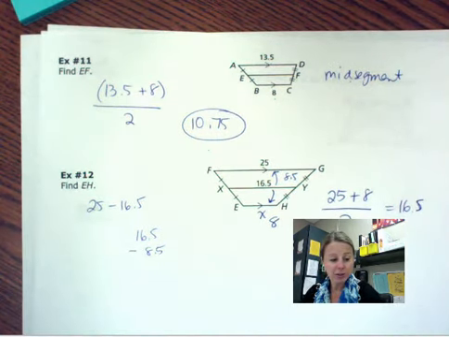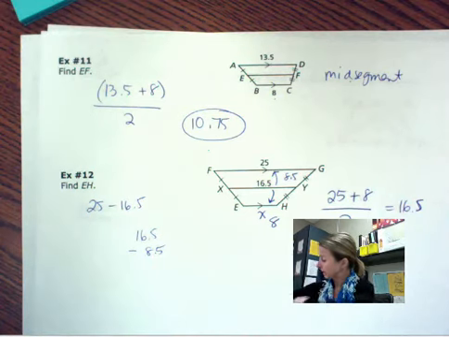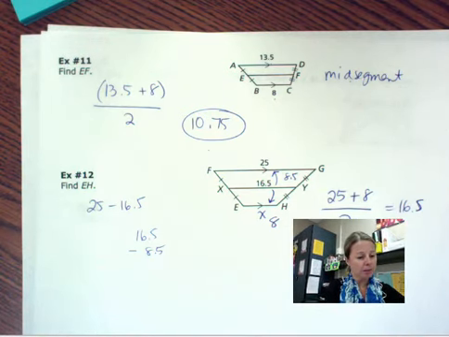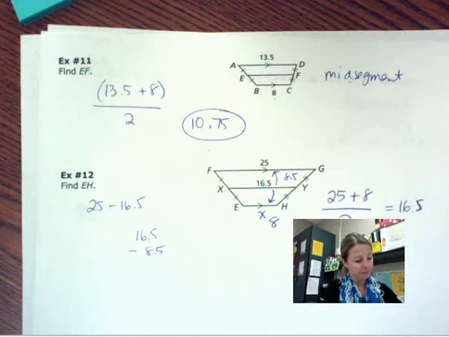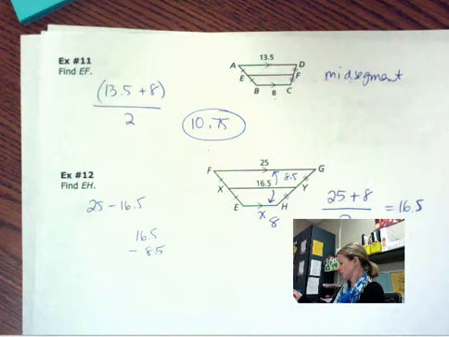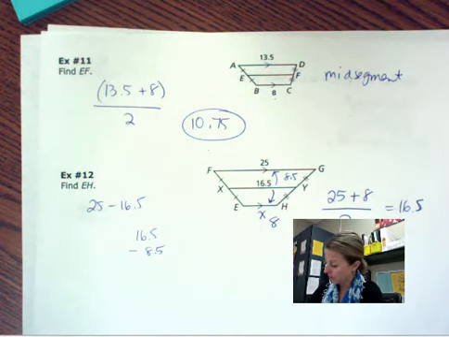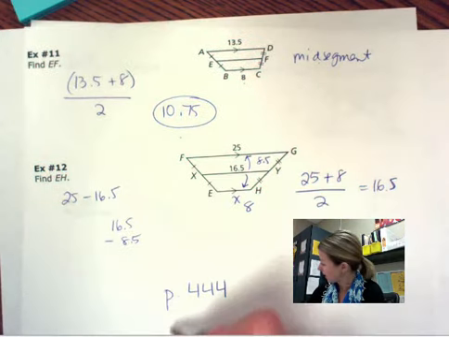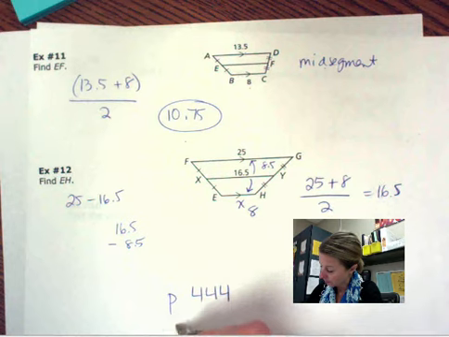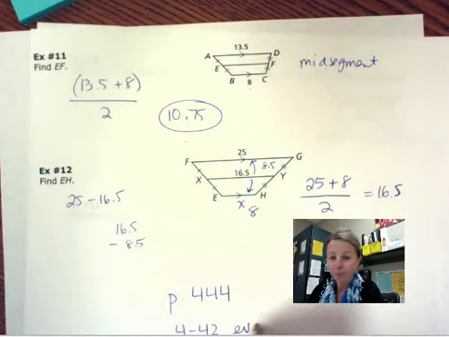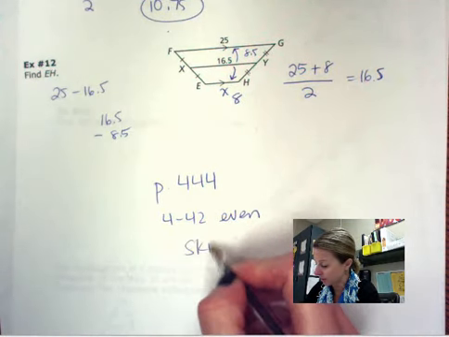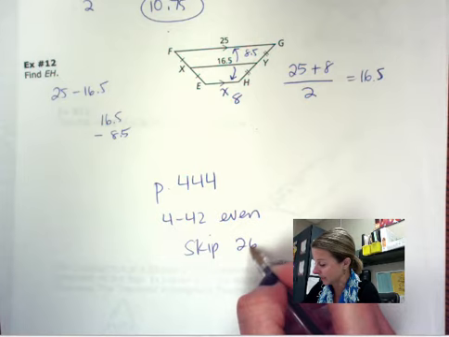Okay, so what I'd like you all to do now is work on the following assignment. Let me check one more place here. It's going to be in your textbook. And you're going to be working on page 444. And I want you to look at numbers 4 through 42 even. Page 444, 4 to 42 even. And I want you to skip 2 problems. I want you to skip number 26 and number 38.